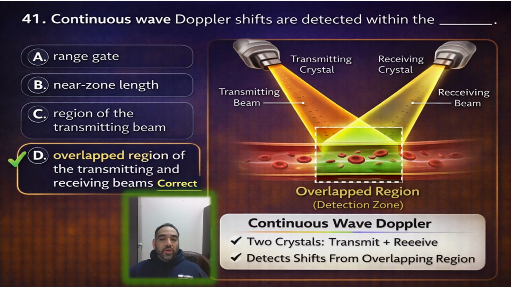So answer A said range gate. Range gates are used in pulse wave (PW) Doppler. CW Doppler has no range resolution. It cannot isolate depth, so there is no range gate.